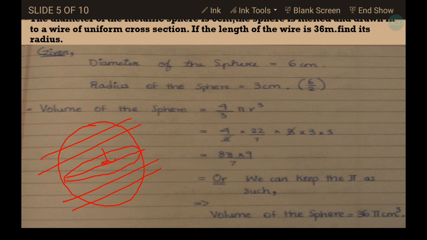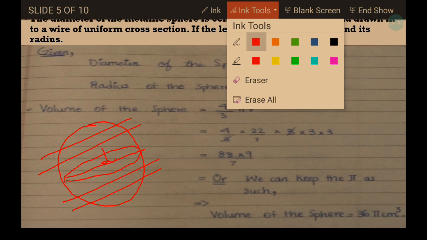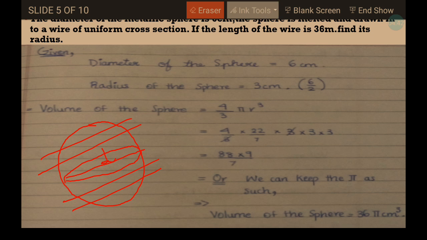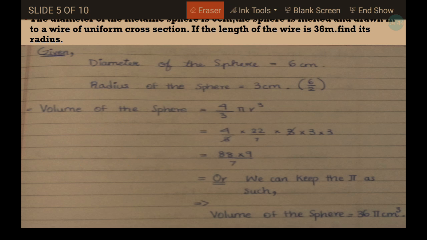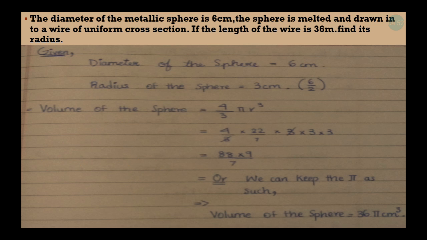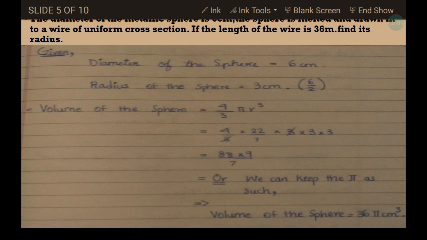Okay. Now we will see. What is given in the question? The diameter of the sphere is 6 centimeter. Then what will the radius be? Radius is half of the diameter, so radius is equal to 3 centimeter. What is the formula for the volume of the sphere? It's 4 by 3 pi r cube.